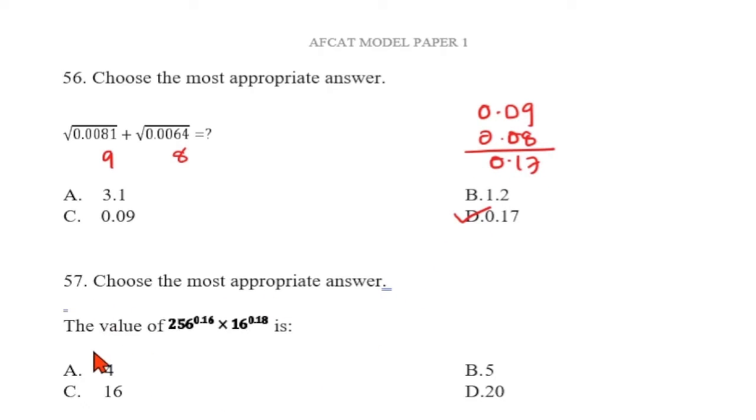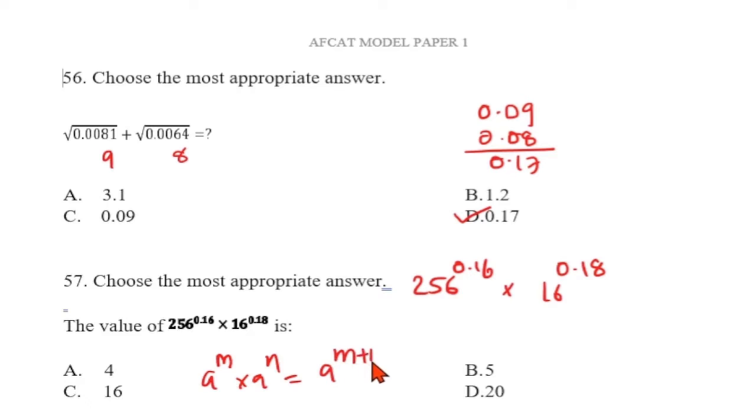Now next question is, choose the most appropriate answer. The value of 256 raised to 0.16 into 16 raised to 0.18. Whenever you have this kind of question, just equalize the bases. That is a raised to m into a raised to n is equal to a raised to m plus n. Here 256 means 16 square.